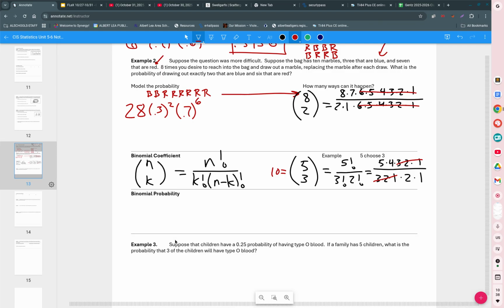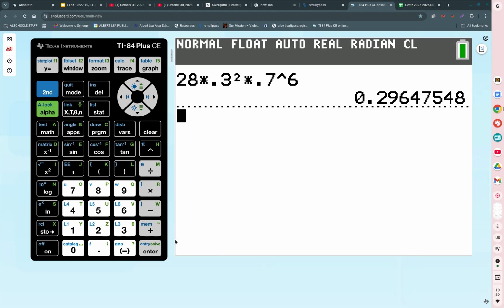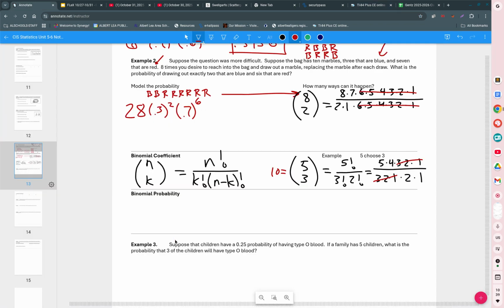Go ahead and see if you can multiply that out on your calculator. Oh, you multiply it. Did everybody get 0.2964?